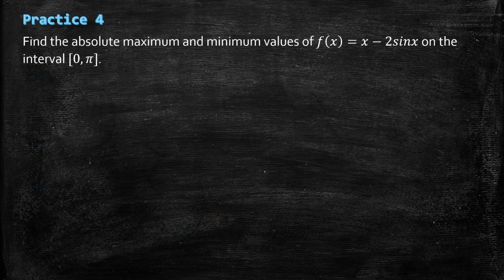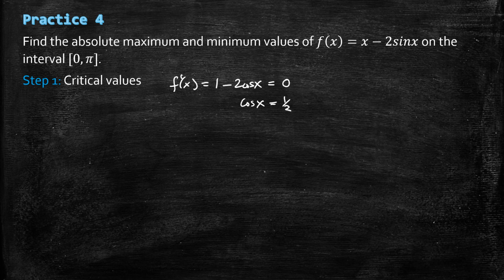Let's do one last practice problem using the candidates test to find the absolute extrema of this function on the interval 0 to pi. Step 1 is to find the critical values. The derivative will be 1 minus 2 cosine x. It will never be undefined, but it could equal 0 whenever cosine x equals 1/2. We know that the cosine of pi over 3 is 1/2, and we're only interested in the interval 0 to pi. There's no point considering another angle, because cosine is negative in that quadrant. So that leaves us with just one critical value.